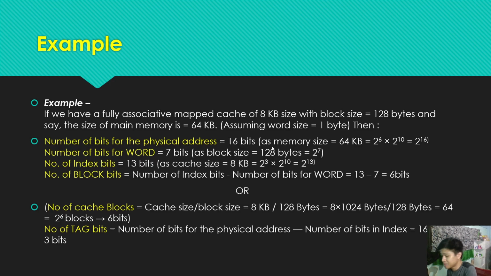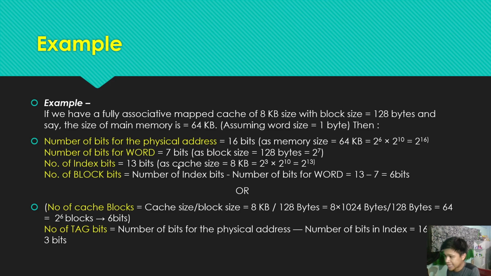So in terms of memory size, that is equal to 64 kilobyte, which is equal to 2 raised to 6 times 2 raised to 10, which is equal to 2 raised to 16. So you can do the math later on. Just pause the video. Okay. So the number of bits for word is equal to 7 bits. As block size, it's equal to 128 bytes, which is of course equal to 2 raised to 7. And then the number of index bits we have here is equal to 13 bits.